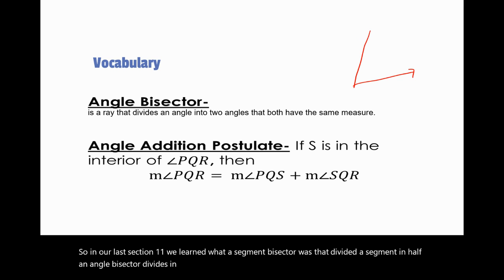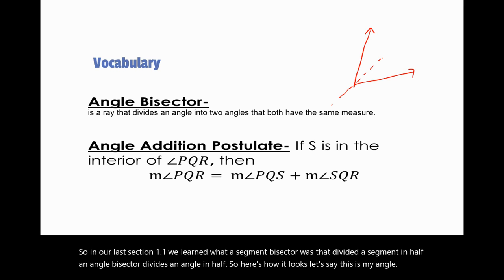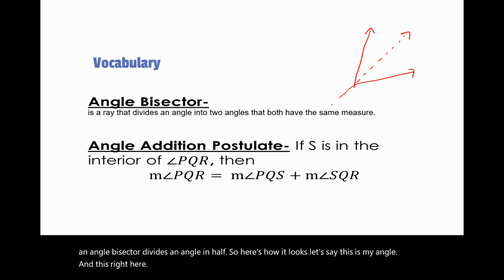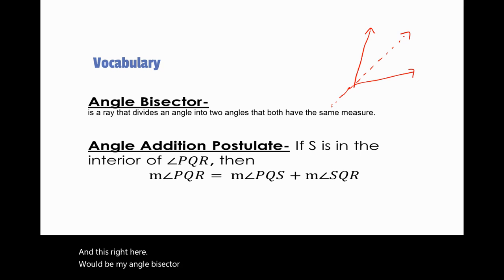So here's how it looks. Let's say this is my angle, and this right here would be my angle bisector. The dashed line is the angle bisector. So it's a ray that divides the angle in half. Okay, and basically this angle here would be the exact same measurement as that angle there.